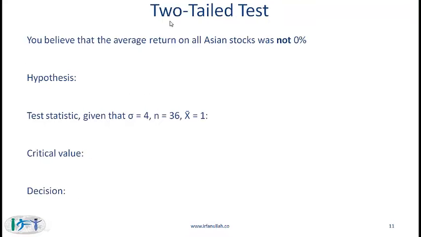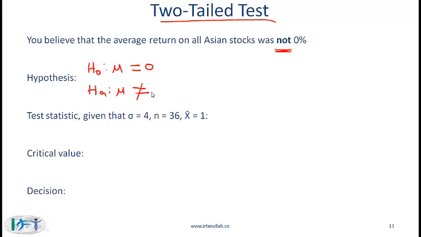Let us now look at a two-tailed test. And the situation here is slightly different, where you believe that the average return on all Asian stocks was not 0%. So what is the hypothesis? The null hypothesis is what you want to reject, and it must have some form of the equal to sign. So the null hypothesis is that the population mean is equal to 0 versus the alternate that the population mean is not equal to 0.